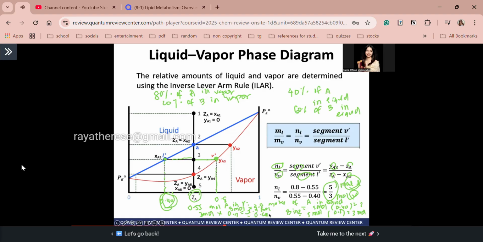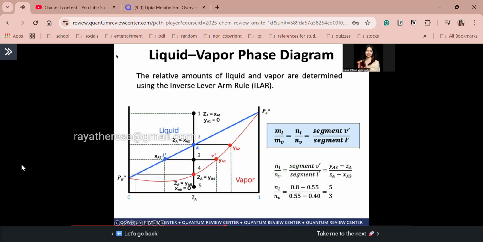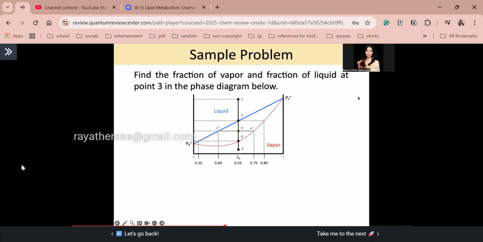And that is equal to 0.6 moles of B in the vapor phase. That's the interpretation, okay? I hope it's clear. So let's proceed with the sample problem. Very simple lang. Find the fraction of vapor and fraction of liquid at 0.3 in the phase diagram below, given the following values for your Ya, Xa, and Za. So let's solve this together.